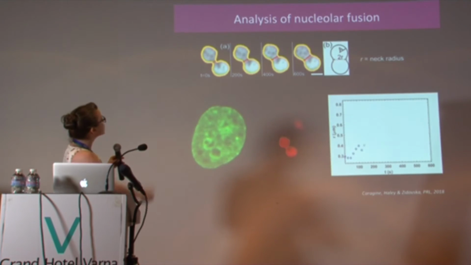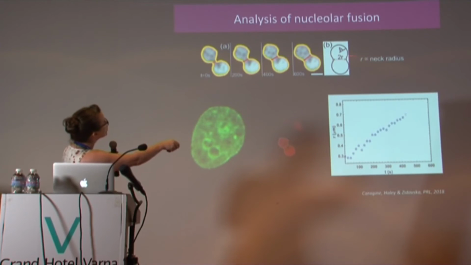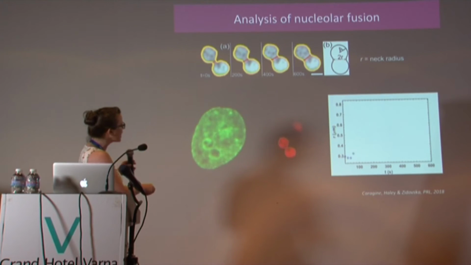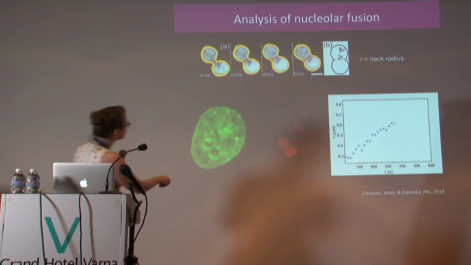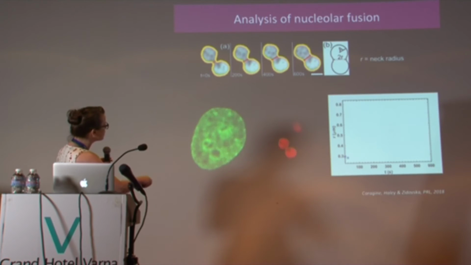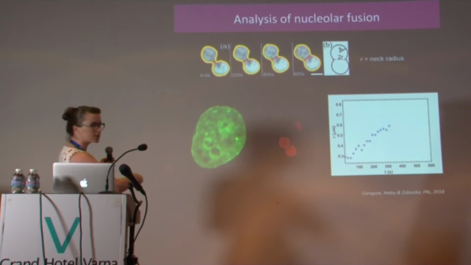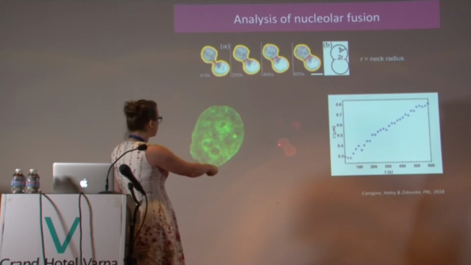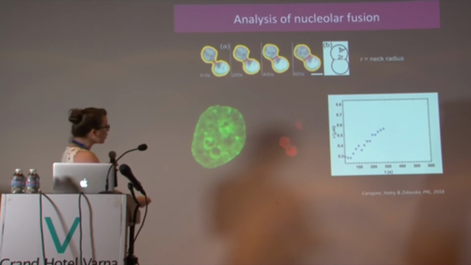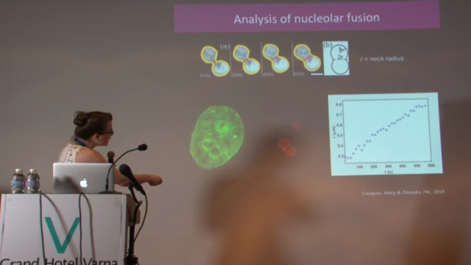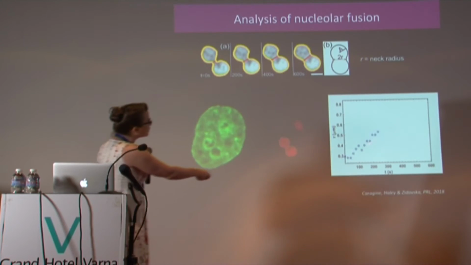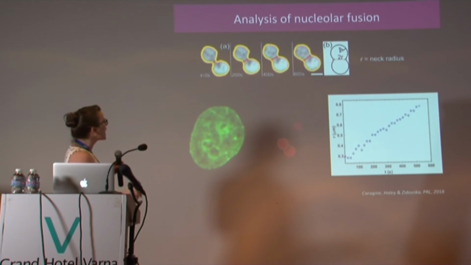The information, as I said, is in the neck. So you need detailed information on the growth of the neck as a function of time. And this is exactly what Christina is doing in this experiment. You see she's simultaneously collecting the green signal from the chromatin and the red signal from nucleoli. And here, this is the neck, which is plotted as a function of time.